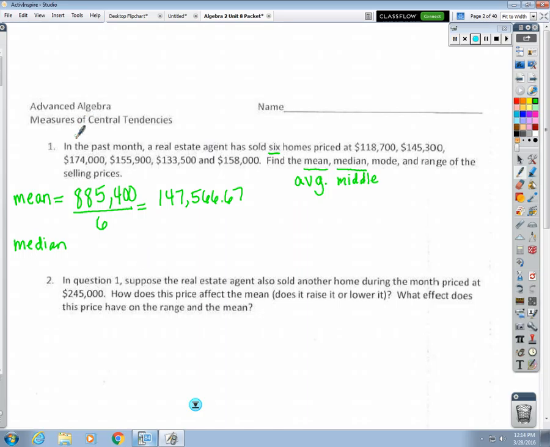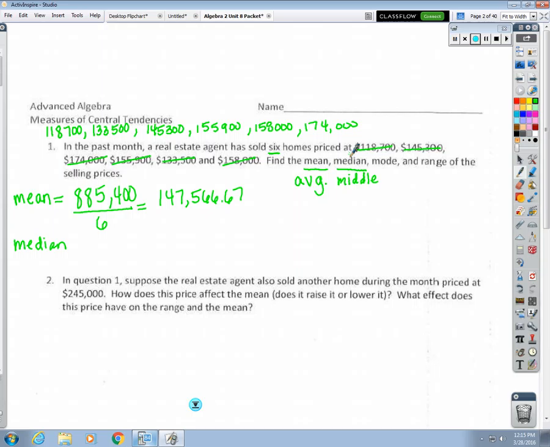So, what was the lowest selling price? 118,700. What was the next lowest price? 133,500. Okay, and as I rewrite them, I'm going to mark them out down here. That way I know that I haven't forgotten them. Then 145,300. Then 155,900. 158,000. And then 174,000.